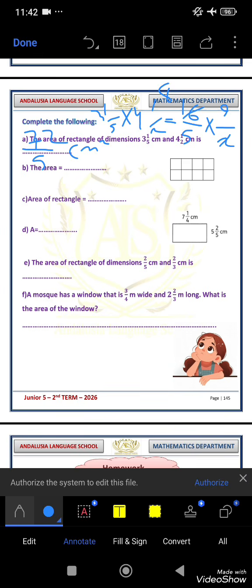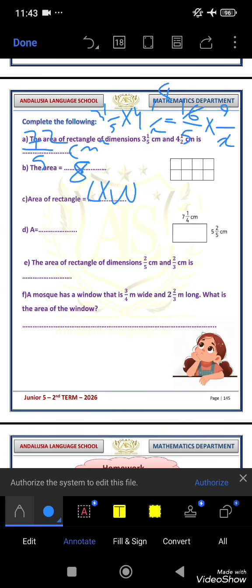What's the area of B? Okay, count squares. 2, 4, 6, 8. It's 8 square units. Area of rectangle equals dot. But he didn't give me any problem here. He only asked me about the rule. So I will write length times width.